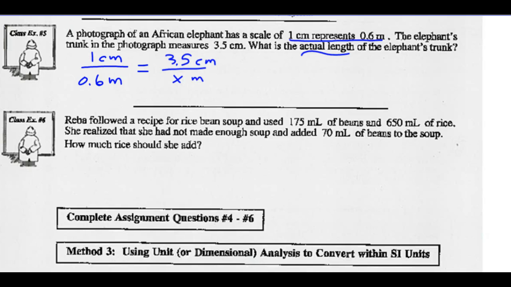All right. I've got that equation. I want to solve for x. I'm going to use cross multiplication. So we've got 1 centimeter times x will equal, let me use cross multiplication here, 0.6 meters times 3.5 centimeters.